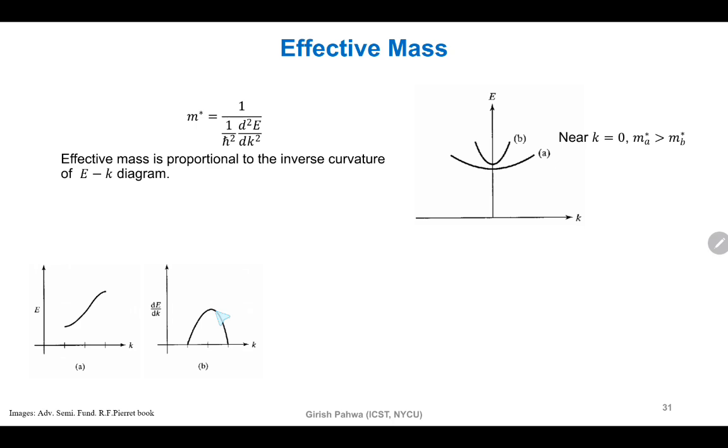So positive value of d2E by dk square, 0 value of d2E by dk square, negative value of d2E by dk square. So what will be the relationship? It will look something like this. It starts from some positive value, becomes 0 and then becomes negative. And this is a perfectly valid band. We calculated it. Now for a perfectly valid band, you see that d2E by dk square can be positive as well as negative. What does it mean? Effective mass can be positive as well as negative. You can have a negative mass as well.